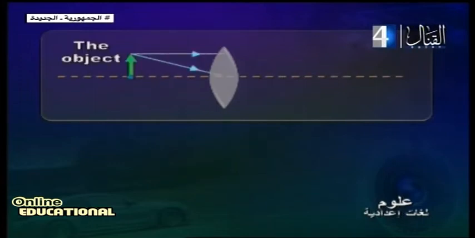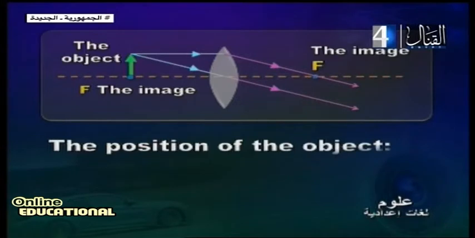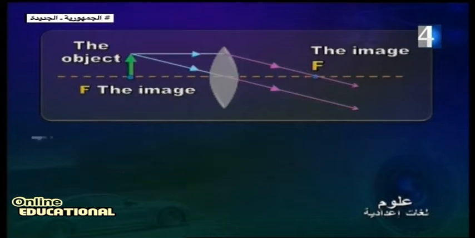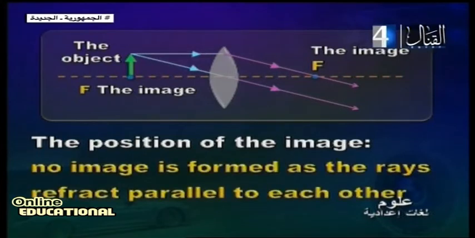Okay, try to remember, when you put the object at the focus, light rays in this case will be refracted parallel to each other. So when light rays are parallel to each other, here is the position of the object at the focus. And what about the position of the image? Try to conclude. Yes, there is no image formed because the light rays are parallel.